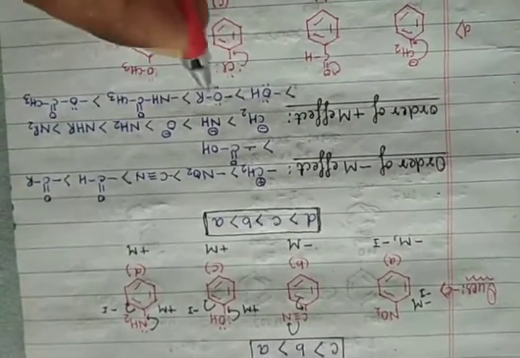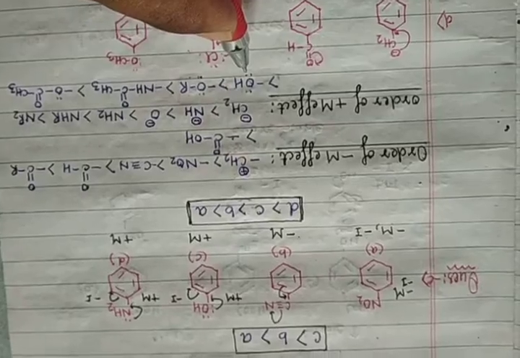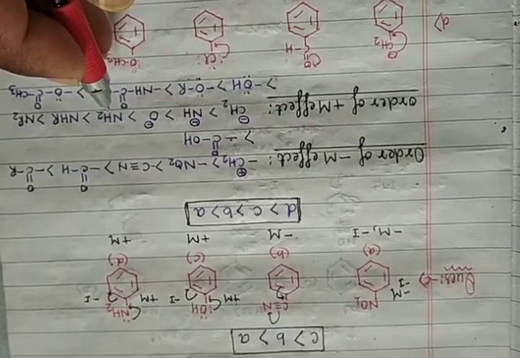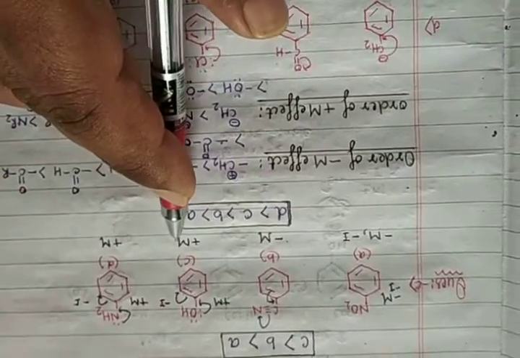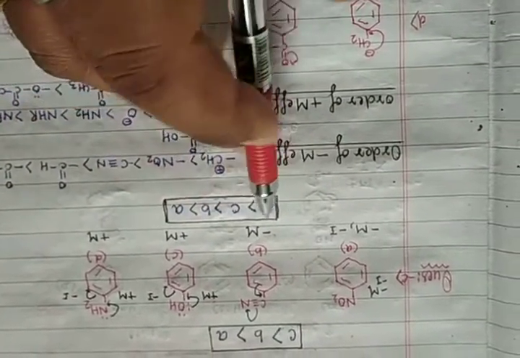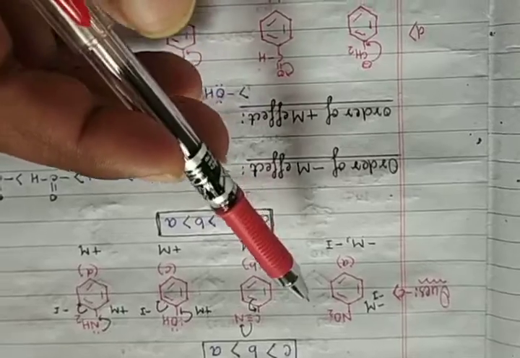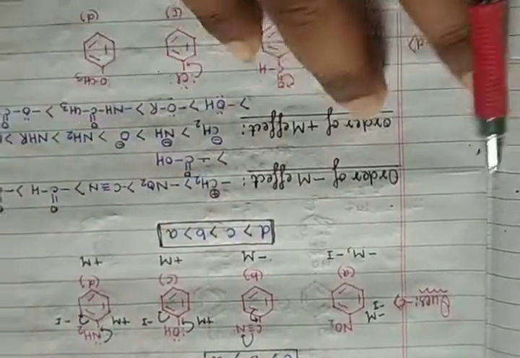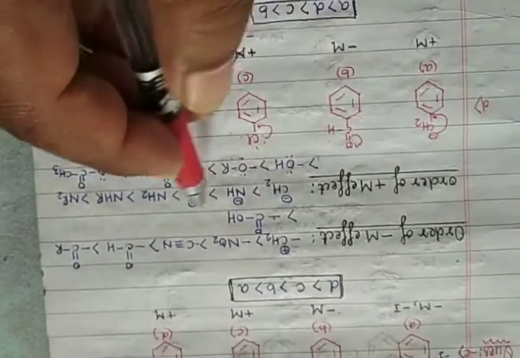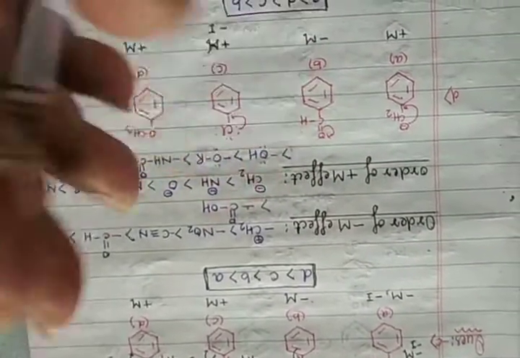So look, in this case OH is the last and NH2 is the first. So NH2 is first in order, then OH, then what? There is a minus I effect also, B, and then here. Clear? So this is the order. Just learn that this is the order of minus M and plus M effect.